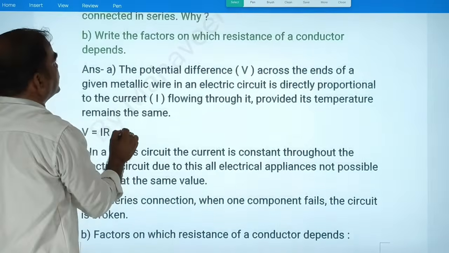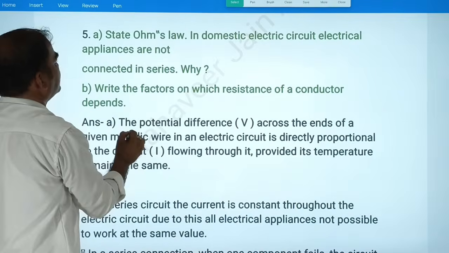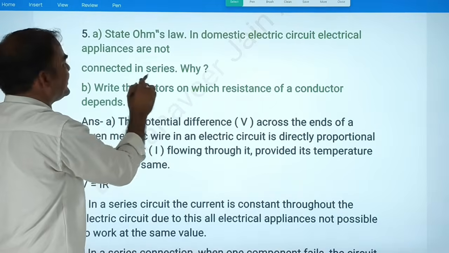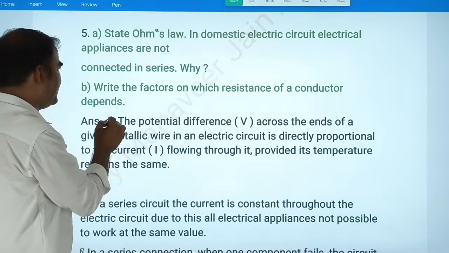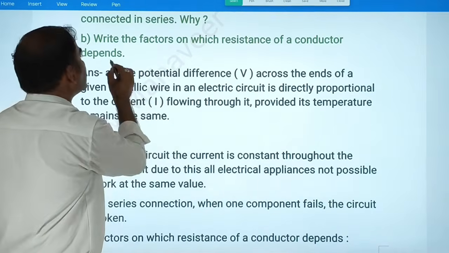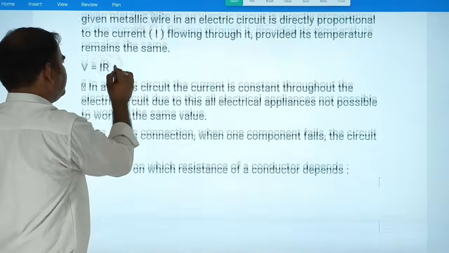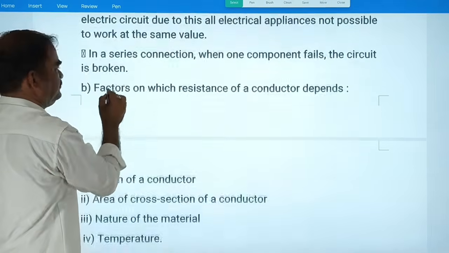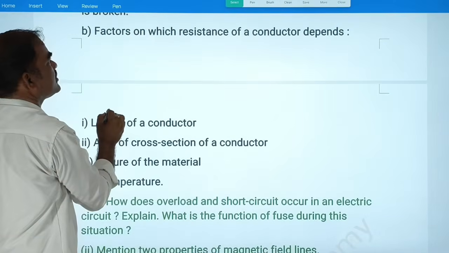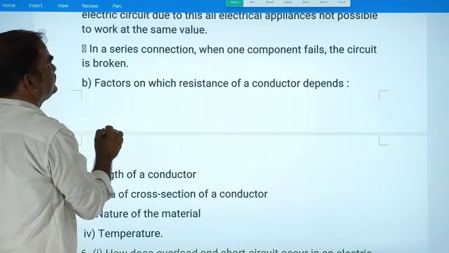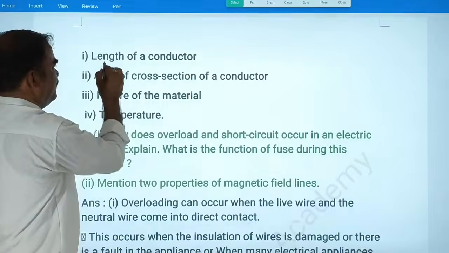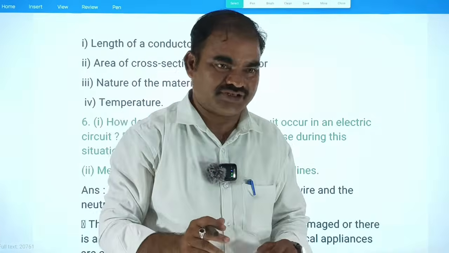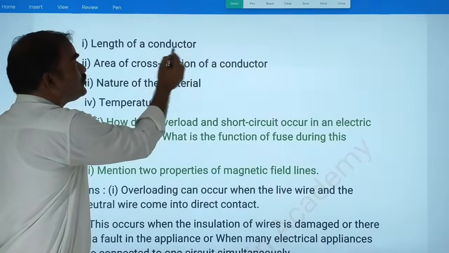That is the second question. In a domestic electrical circuit, appliances are not connected in series. Why? This one I have already explained to you. Next, write the factors on which the resistance of a conductor depends. The resistance of a conductor depends on four factors. First one is the length of the conductor.